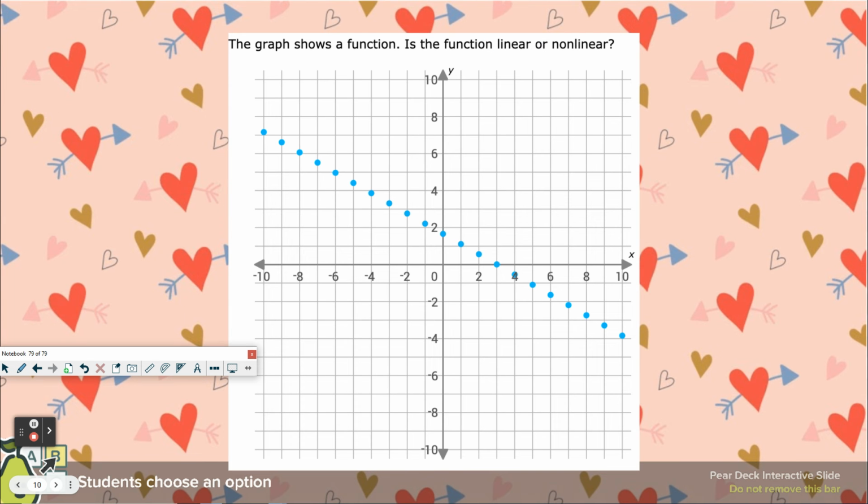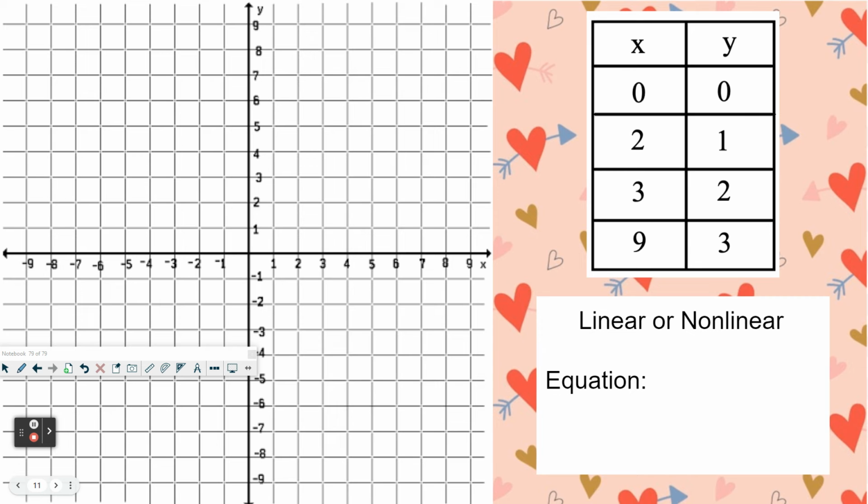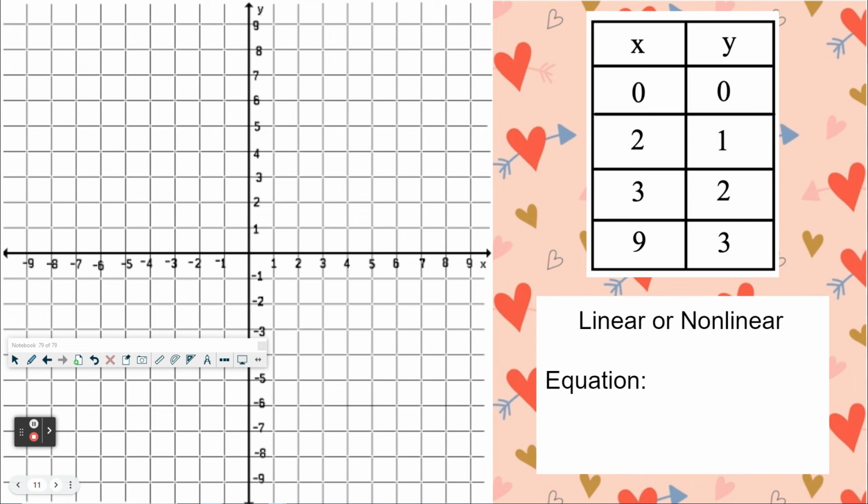Go to your next slide. We're on slide 11. Okay, you can't draw on this one, so you're going to watch me do this. We're going back to a table. Okay, so graph part, very, very easy. For the table, we need to be able to say if it's linear or nonlinear. And so if it's linear, we can write an equation.